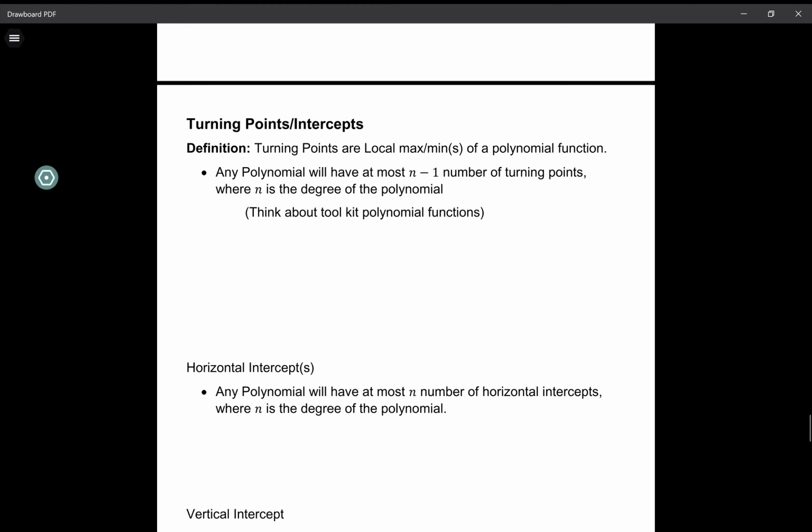All right, so turning points are local maximums and local minimums. So if I just draw a quick polynomial up here like this, these are my turning points, any of these local maxes and mins. A polynomial will have at most n minus 1 turning points, where n is the degree. So let's think about our toolkit functions, see if we can make sense of this rule. If we think about x squared, it has 1 turning point. The degree is 2, and it has 1 turning point.